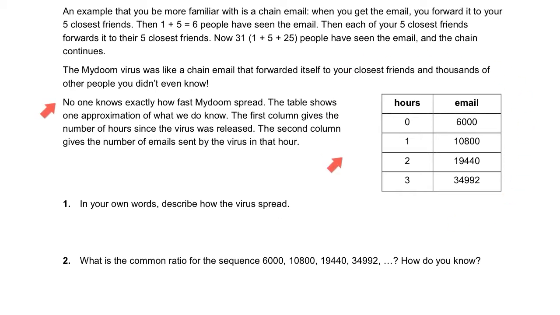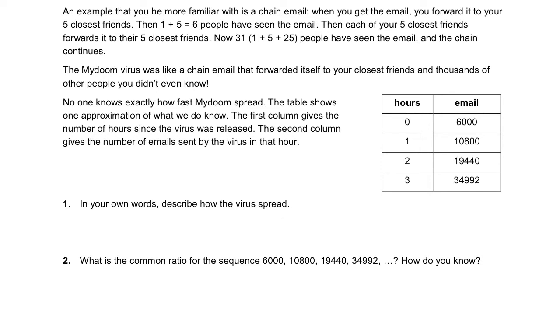But we have some data on this page here. We have the 0th hour, the 1st hour, 2nd hour, 3rd hour, and how many emails were sent. So the first column is the number of hours since the virus was released. The second column is how many emails were sent by the virus in that hour. So question 1, not very mathy: how do you think the virus spread? It could be like the chain email above, or it could be like the general way that a virus spreads with an attachment. But nowadays there are really short links that come from people you know, and it kind of seems like they shared it with you. So it could be something like that.